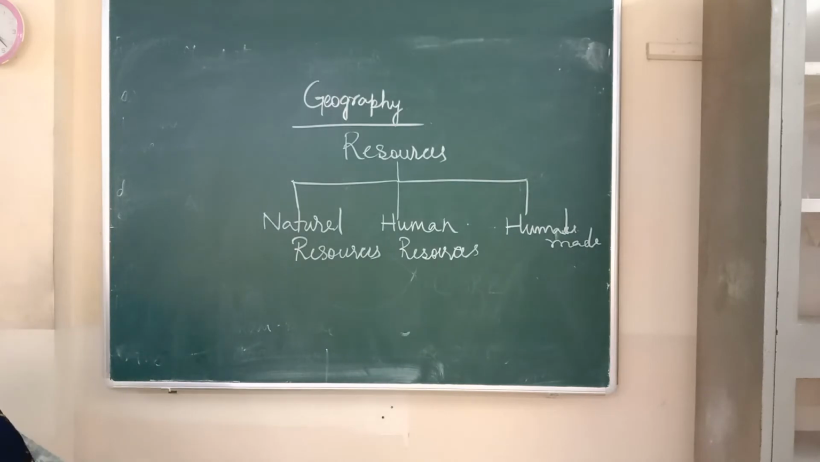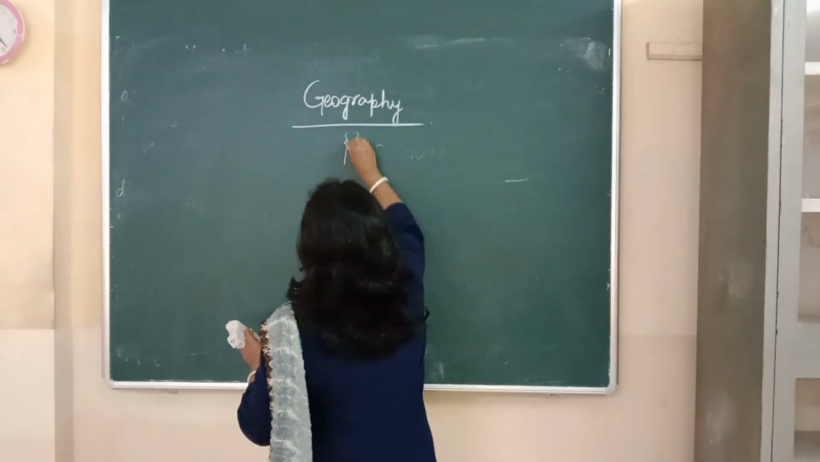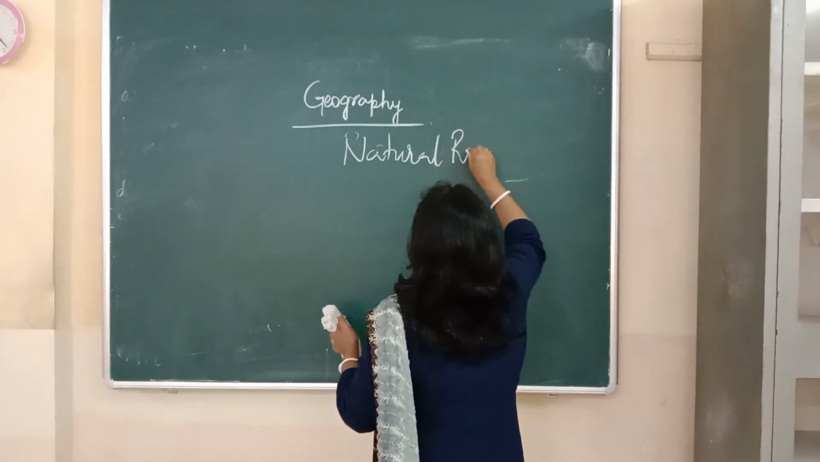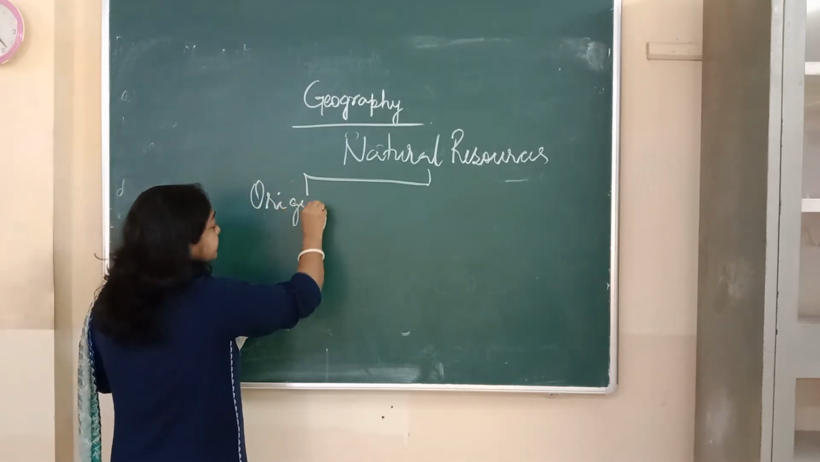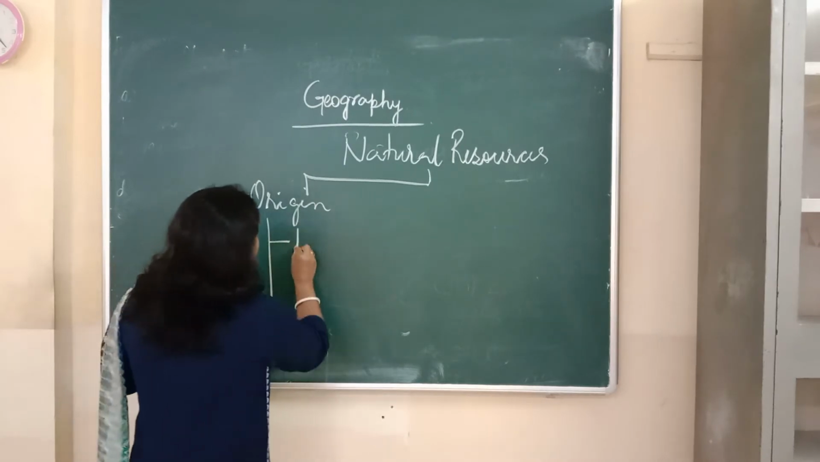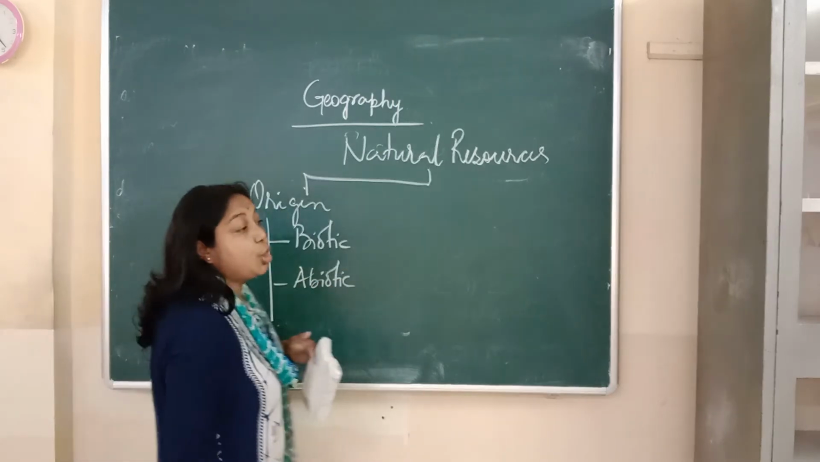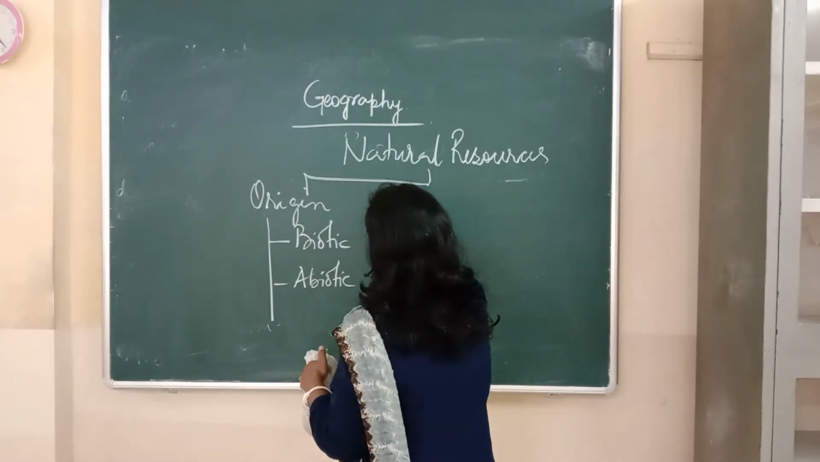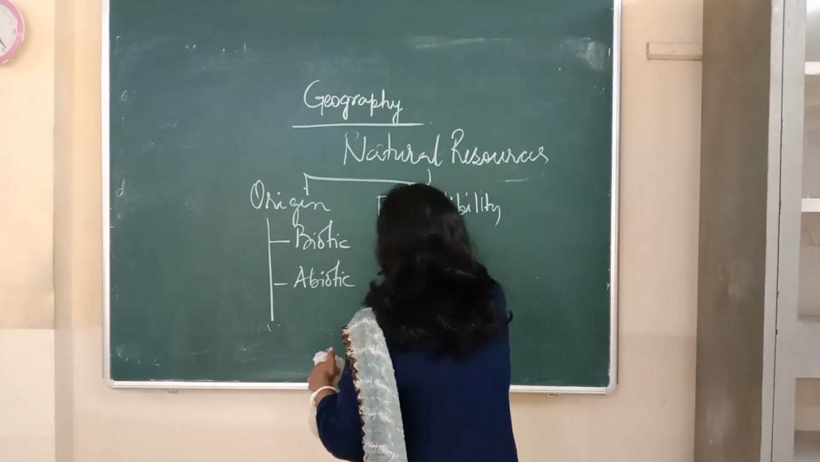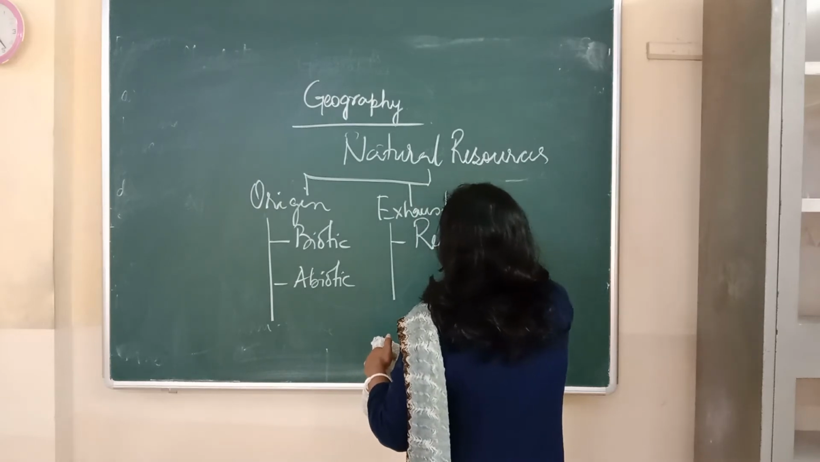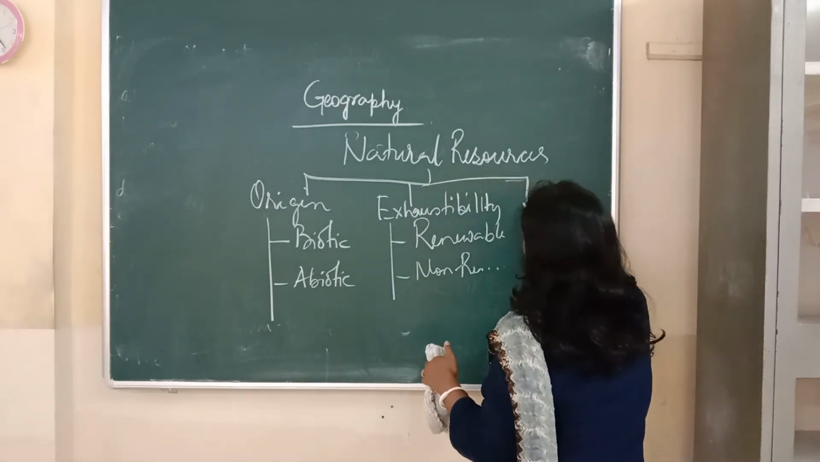Now let us come to the classification of natural resources. Natural resource can be classified into various categories, taking into consideration different criteria. The first criterion which we have taken is origin. Under origin, natural resource can be classified into two types: biotic and abiotic. Biotic are living and abiotic are non-living. Second classification is exhaustibility. Under exhaustibility, renewable and non-renewable.